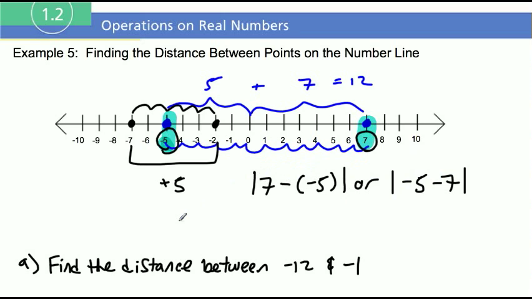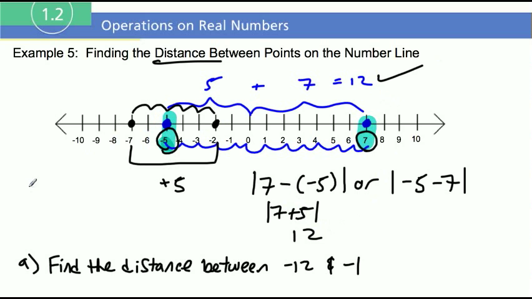Why do I put absolute value bars? Because I'm talking about distance. The problem itself says find the distance, and distance indicates a positive measurement. So here, 7 minus -5 means 7 plus 5. Well, 7 plus 5 is 12, and the absolute value of 12 is 12. And see, I get 12 right there.